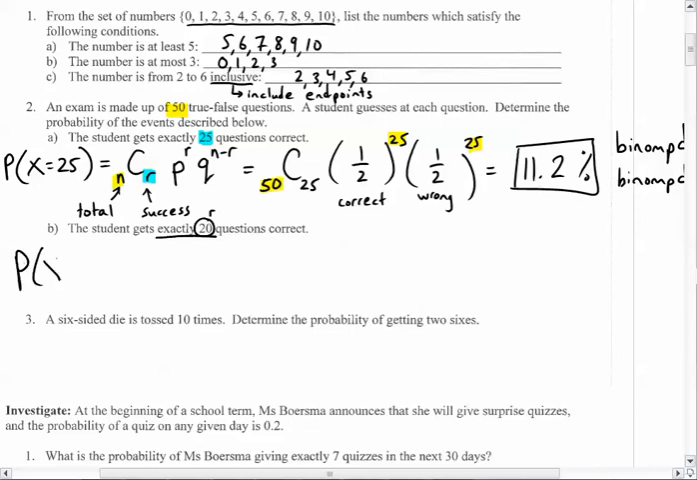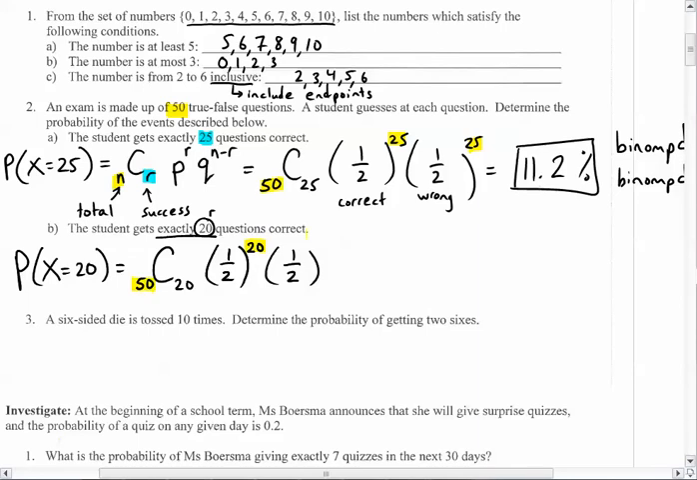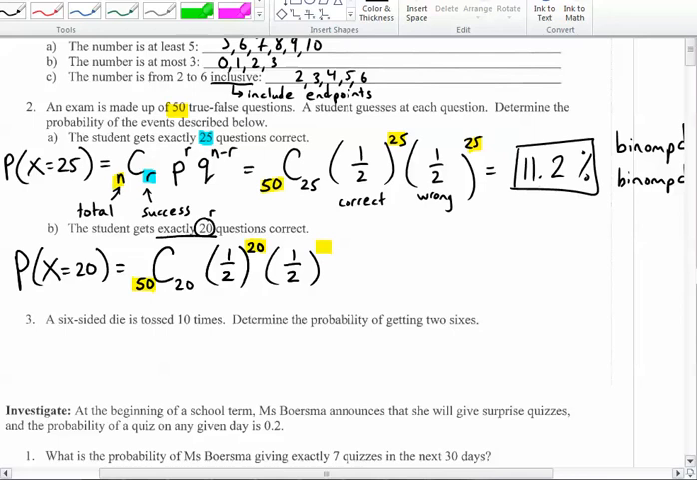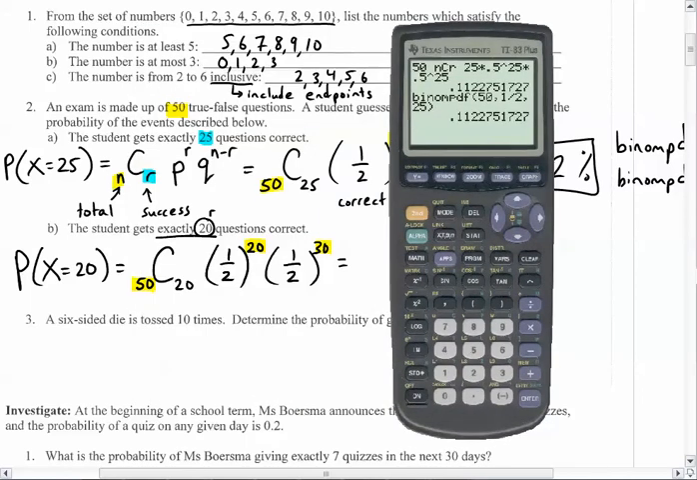So the chance of getting 20 questions right is, out of 50 total questions, we want to choose 20 of them to be right. So there's a 50-50 chance that we'll get it right. We want that to happen 20 times. There's a 50-50 chance that we'll get a question wrong. If we get 20 questions right, and there's 50 questions on the test, how many questions will we get wrong? 30. So the total probability is 50, math menu, choose 20, 0.5 to the power of 20, 0.5 to the power of 30. There's a 4% chance.